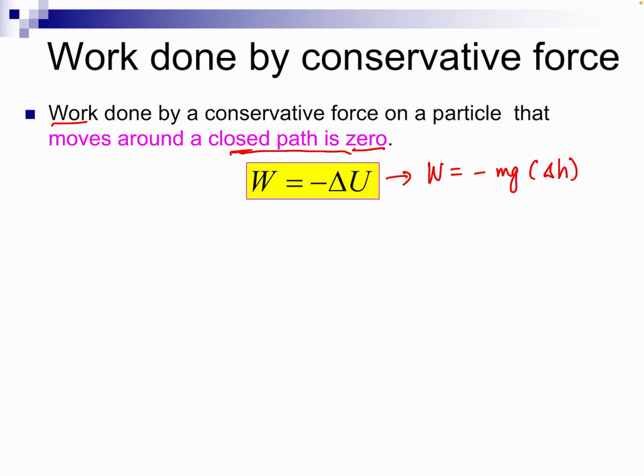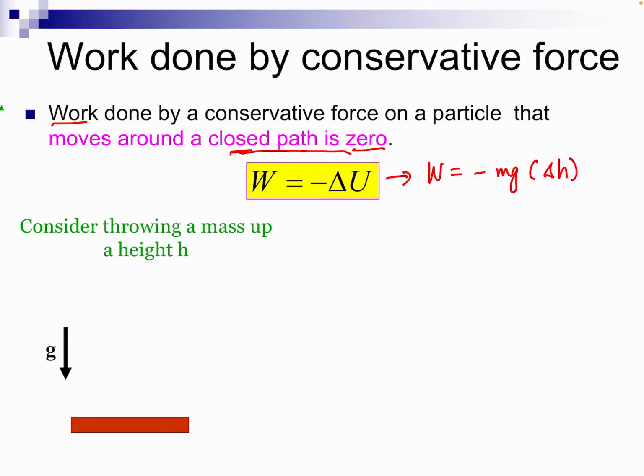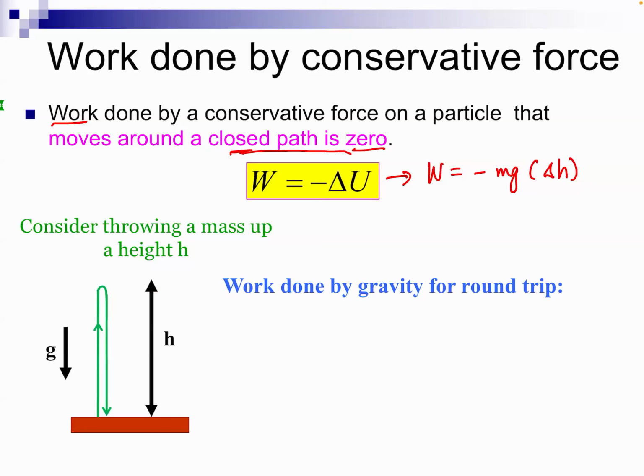To prove that the work done around a closed path should be zero if the force is conservative, let's consider throwing a mass up a height h. So we have the ground here as the reference point. There's gravitational pull downwards. You have this object that's thrown up a certain height h and then goes back down. If we work out the work done by gravity for the round trip, in going up, the work done by gravity will be negative mgh, right?